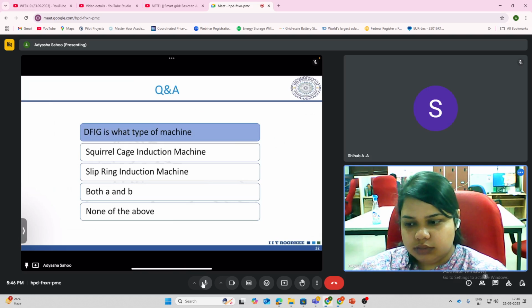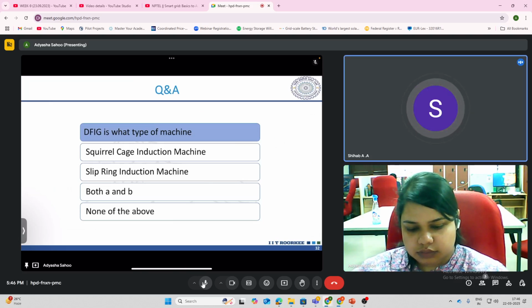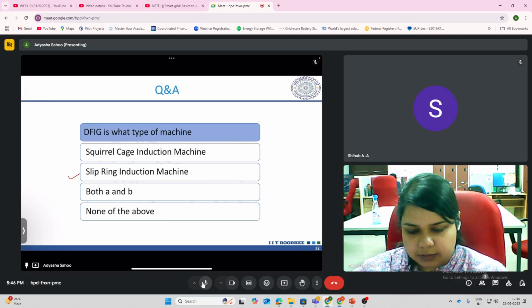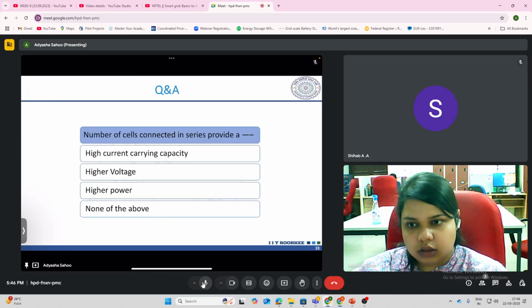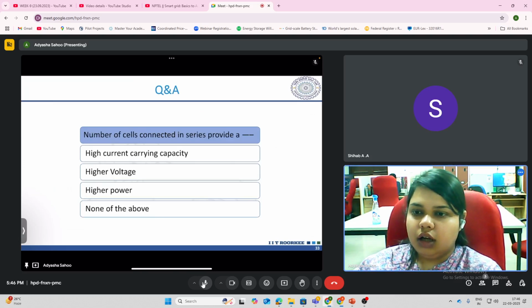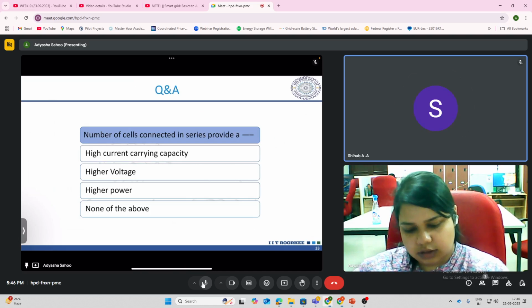Now, DFIG is which type of machine? The number of cells connected in series provide high current or high voltage.